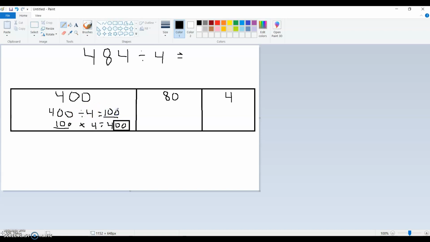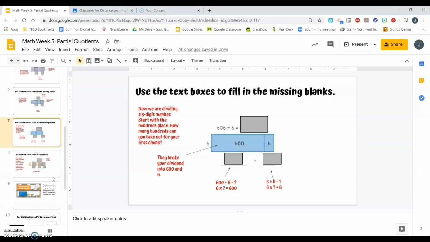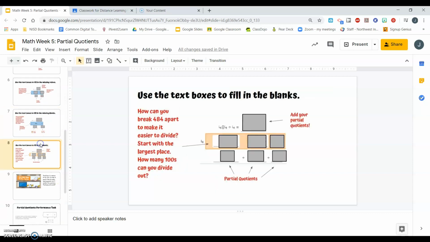This is going to be one of the problems in your first task. I will leave it up to you to find the other two boxes, or partial quotients. If we go back to our assignment, you'll see that slides 7 and 8 contain 3-digit dividends, okay?